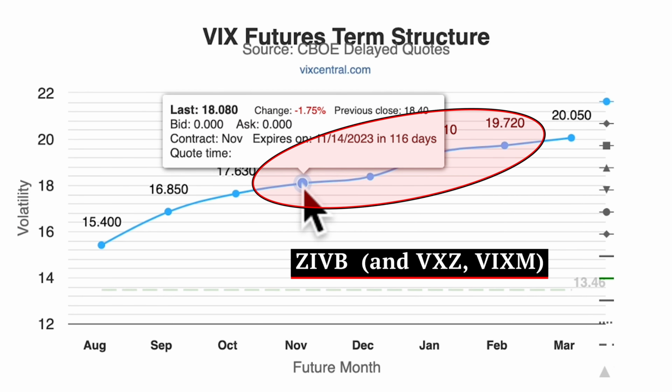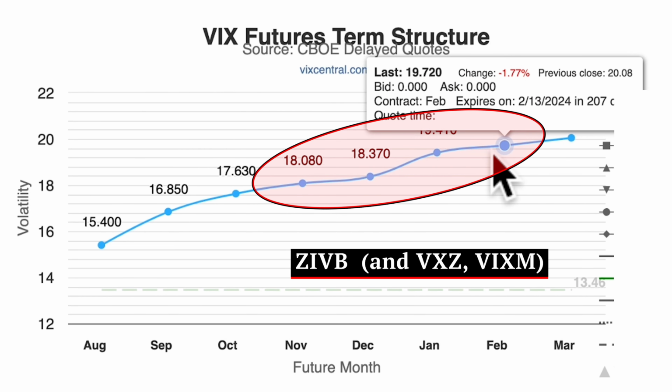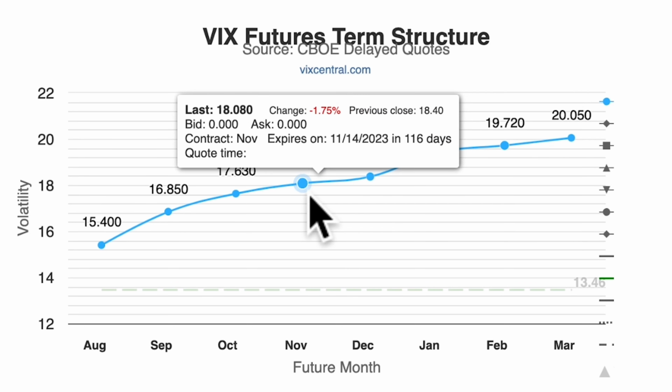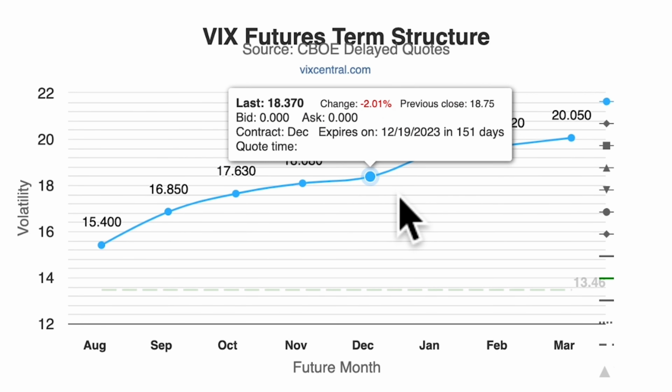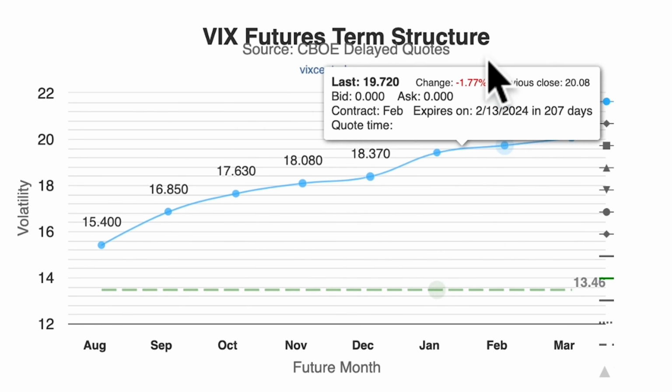Well, the ZIV uses M4, M5, M6, and M7. So his question is, well, why would you use 4 of them? Why wouldn't you just use 2 of them? It's just the way that they did it. They're playing in the middle of the term structure.